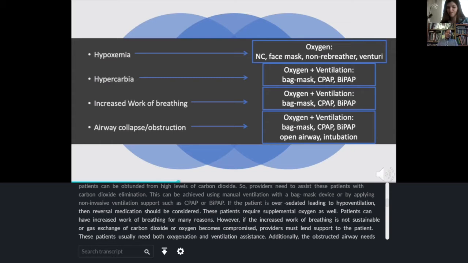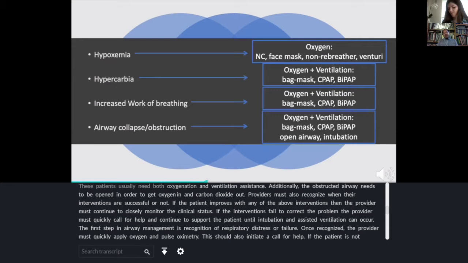If the patient is oversedated, leading to hypoventilation, then reversal medications should be considered. These patients require supplemental oxygen as well. Patients can have increased work of breathing for many reasons. However, if the increased work of breathing is not sustainable or gas exchange of carbon dioxide or oxygen becomes compromised, providers must lend support to the patient. These patients usually need both oxygenation and ventilation assistance. Additionally, the obstructed airway needs to be opened in order to get oxygen in and carbon dioxide out.